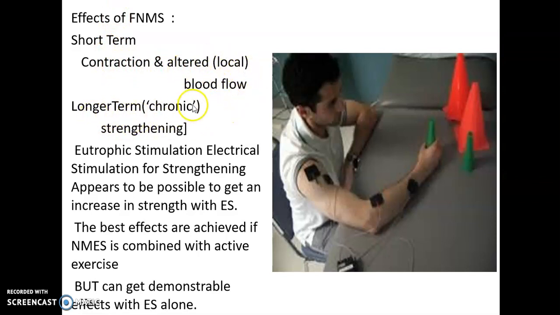In the long term, we are looking for strengthening. In long term or chronic conditions such as cerebral palsy or stroke, I'm talking about hemiparesis, hemiplegic stroke, we are looking for strengthening programs. With electrical stimulation for strengthening, it appears to be possible to get an increase in strength. The best effects are achieved when NMES is combined with active exercise. So here in the picture we are showing active exercise.